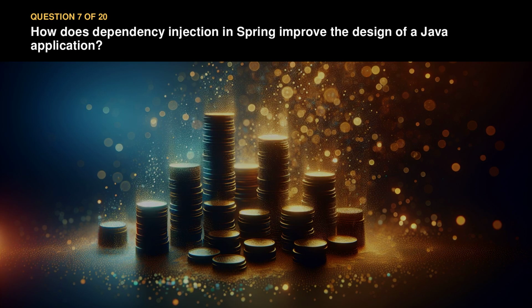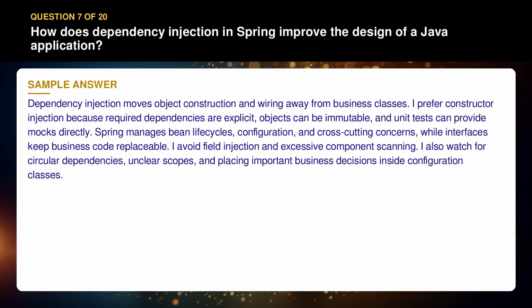Question 7. How does dependency injection in Spring improve the design of a Java application? Dependency injection moves object construction and wiring away from business classes. I prefer constructor injection because required dependencies are explicit, objects can be immutable, and unit tests can provide mocks directly.